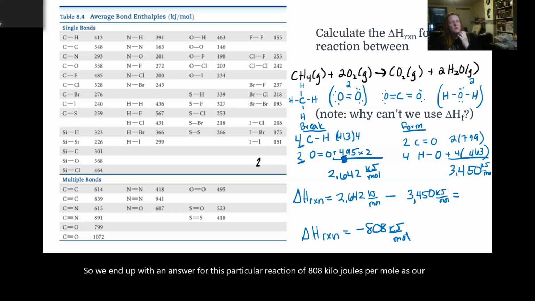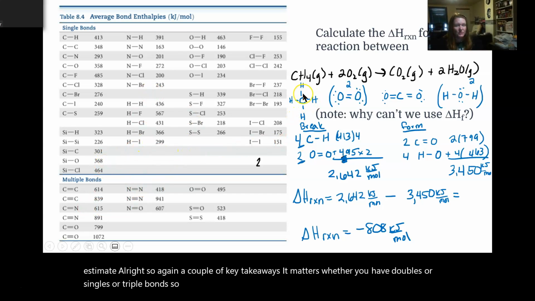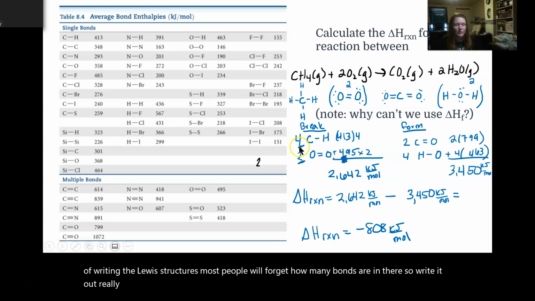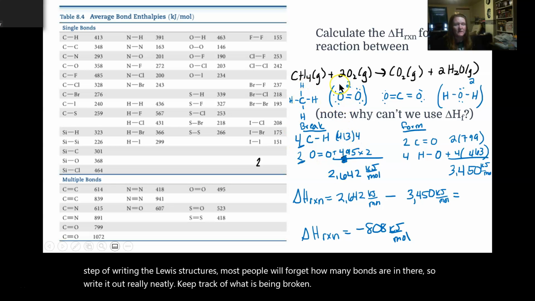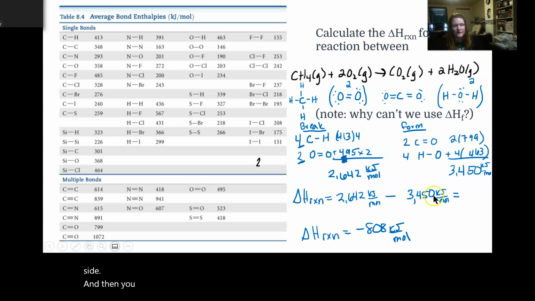All right. So again, a couple of key takeaways. It matters whether you have doubles or singles or triple bonds, so organize them. It matters how many total you have. If you skip the step of writing the Lewis structures, most people will forget how many bonds are in there. So write it out really neatly. Keep track of what is being broken. That's everything on the reactant side. And whatever's being formed, everything on the product side. And then you can plug them in, broken minus formed.